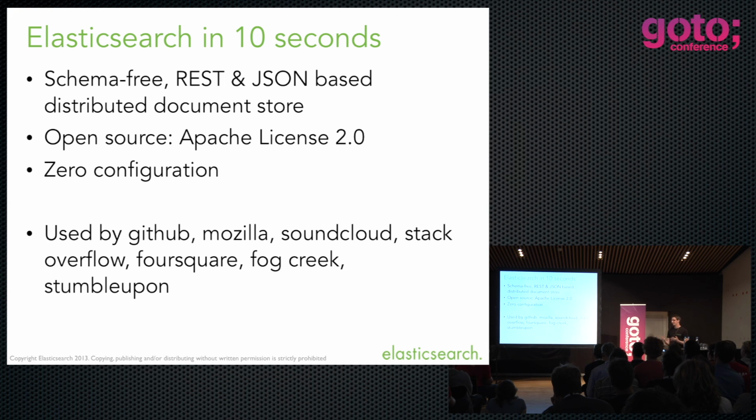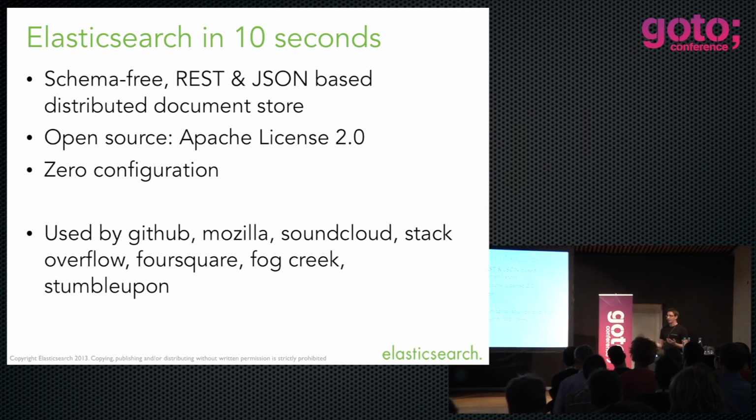Schema-free is kind of a misnomer today because it's more like schema-less. If you index data into it, Elasticsearch tries to understand what kind of data you're indexing, like a date or like a number, and automatically extracts this meta information from the data you're indexing. It's REST and JSON based, so we are pretty much speaking HTTP and JSON, hopefully two well-known technologies, a protocol and an object notation.